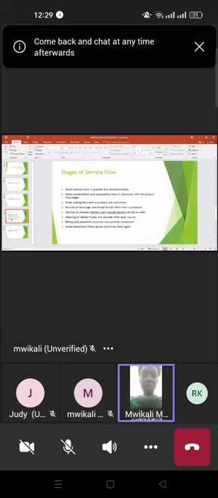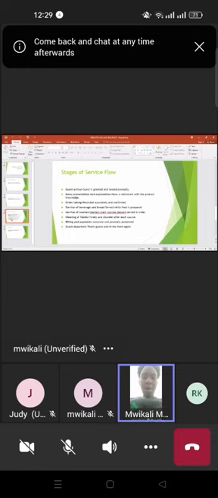So the first stage of the service flow is guest arrival. This is when a waiter welcomes a guest in the service area. That is, you greet the guests and you seat the guest well.